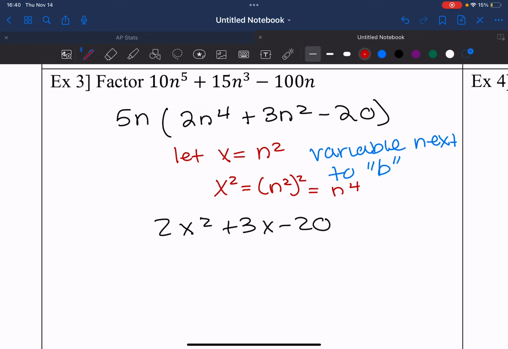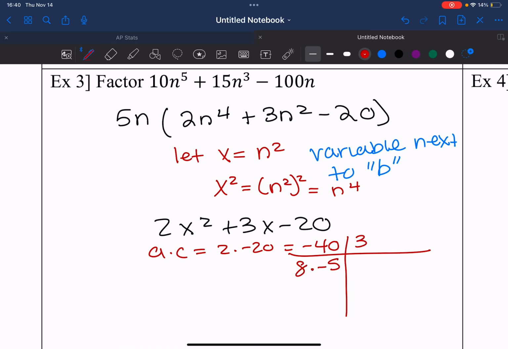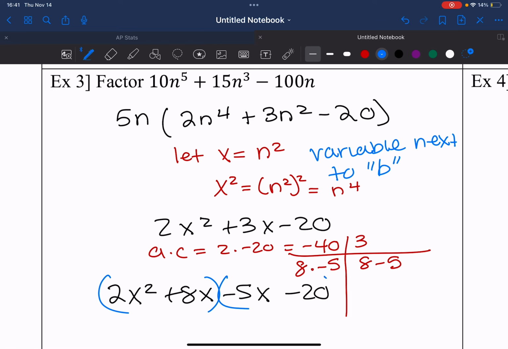Now this looks like a quadratic that I can solve using the a times c method. So 2 times negative 20 gives me negative 40. So two numbers that multiply to negative 40 but add to 3. That's going to be 8 times negative 5, or 8 minus 5. So I get 2x squared plus 8x minus 5x minus 20. Do my factor by grouping.